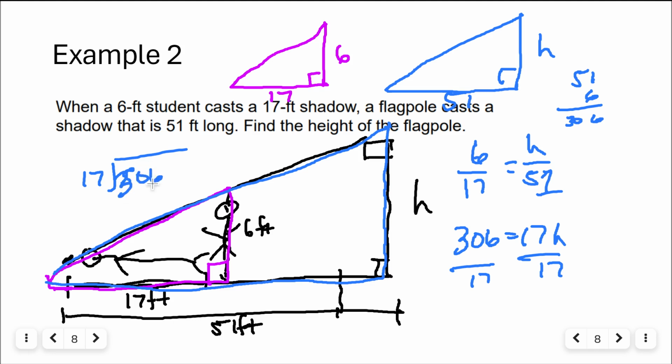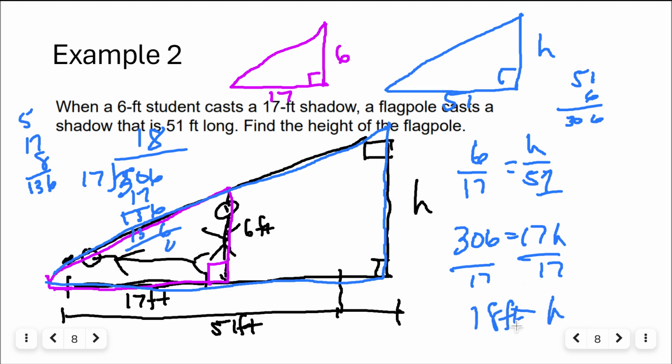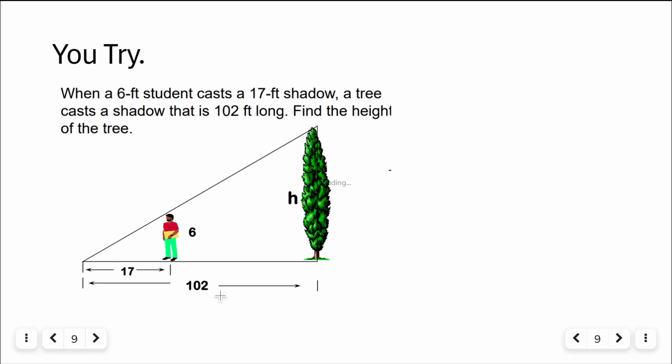17 into 306. 17 goes into 30 one time. 136. 17 into 136 is 8. 17 times 8. 8 times 7 is 56. 5 to carry. 8 and 5, 13. 136. No remainder. So H is 18 feet. So the flagpole is 18 feet tall or 18 feet high. And that's my answer. Okay? So that's what we're doing. We're using these similar triangles.